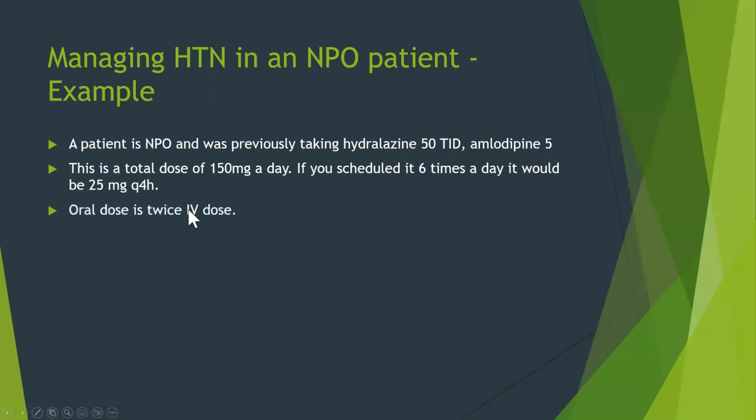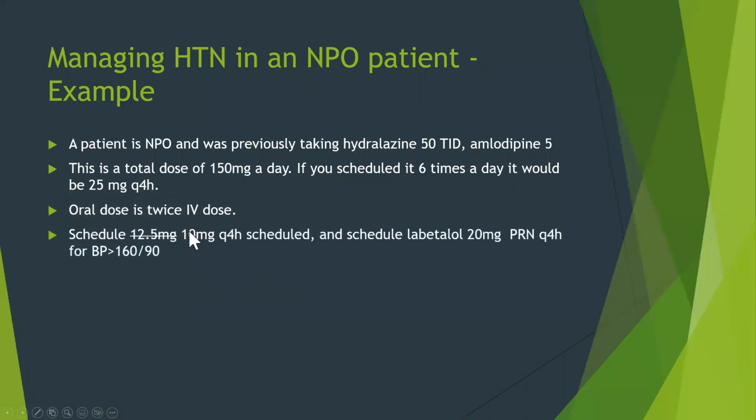So oral dose is twice the IV dose. So that would be 12.5 milligrams. We have a pretty close dosing there of 10 milligrams. So let's schedule 10 milligrams Q4 hours and just schedule it. And we'll leave on a PRN as well, just in case the blood pressure goes above 160 over 190.